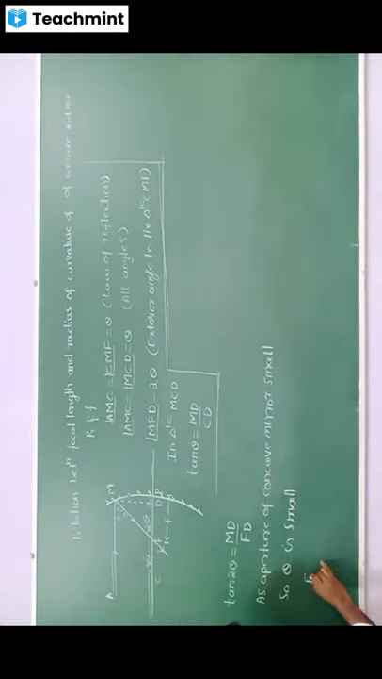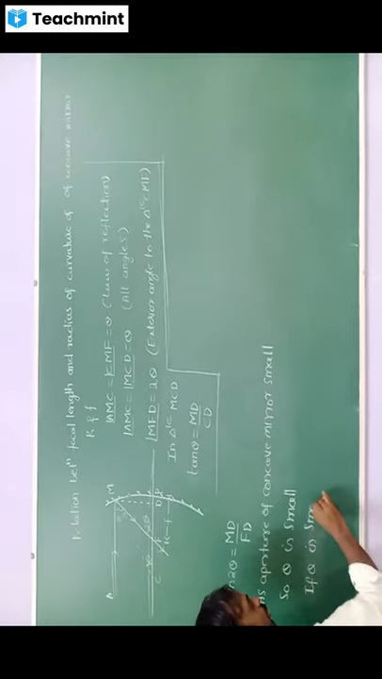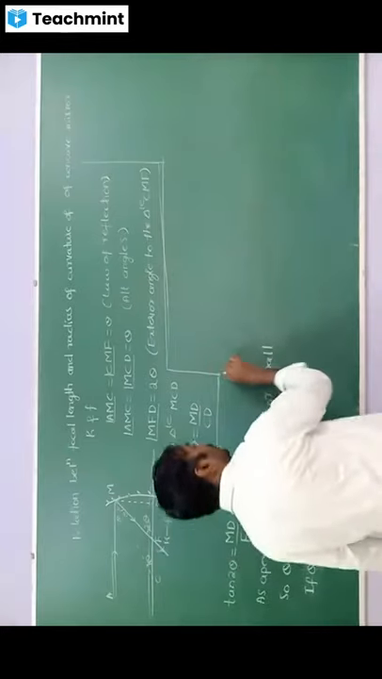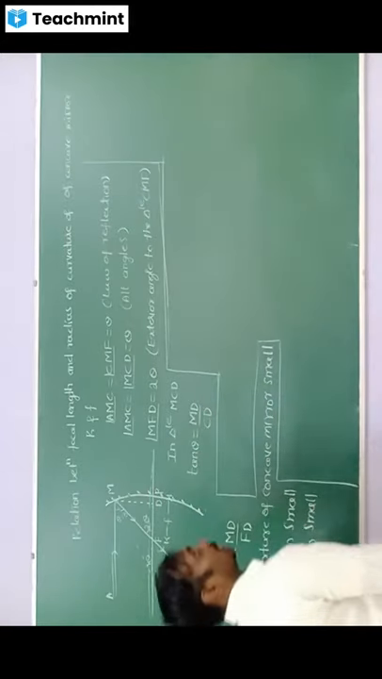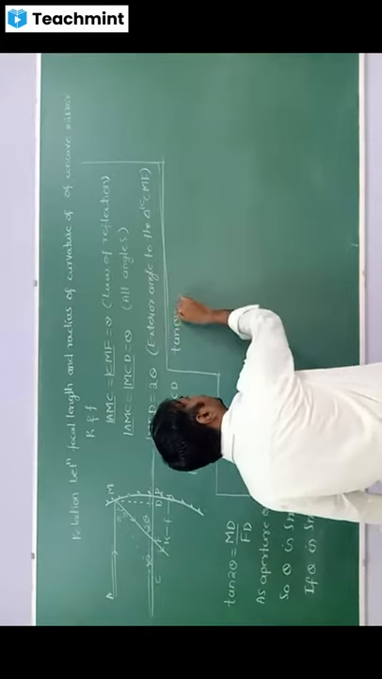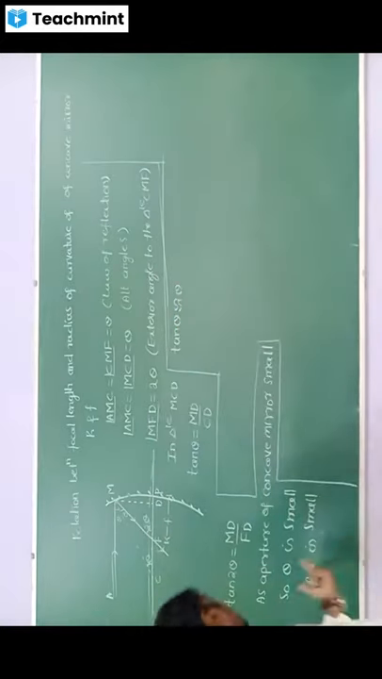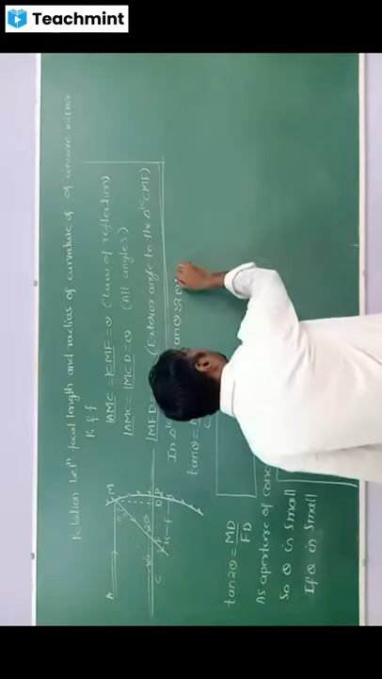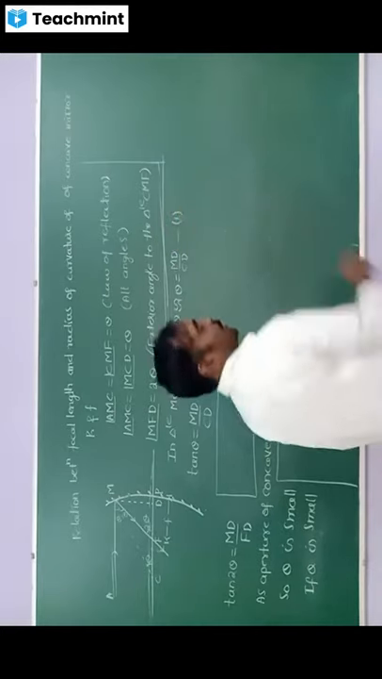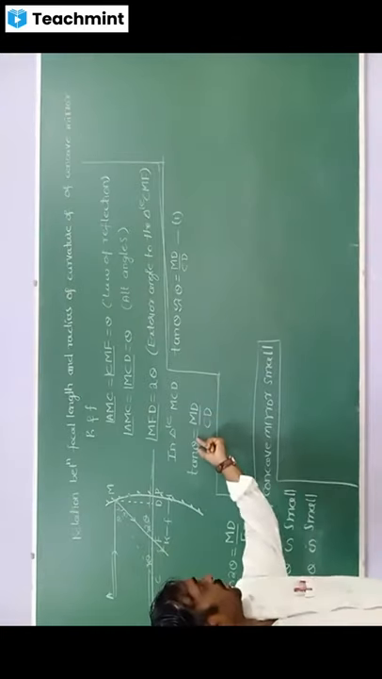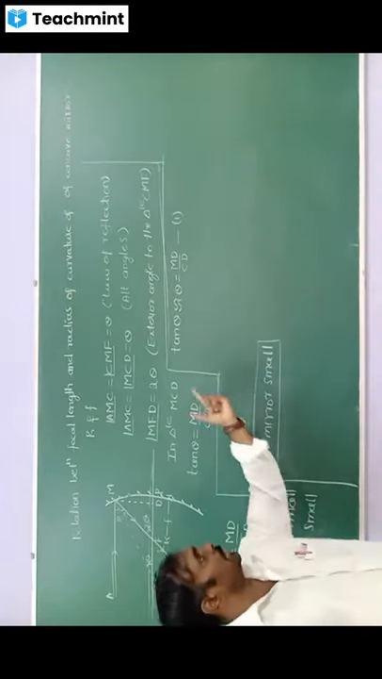For a small angle, if theta is small, then I can write tan theta is nearly equal to theta. So tan theta is nearly equal to theta, and theta is equal to MD divided by CD. I'll number this as equation one.